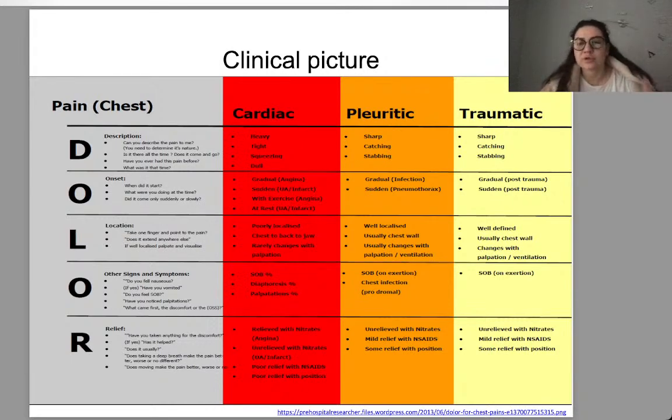According to the answers of the patient, you can differentiate and can even suspect some diagnosis: if this patient's pain is cardiac, and we suspect angina pectoris, stable angina or unstable angina, or even myocardial infarction. Or this pain has other characteristics: duration, type, and other forms of this pain. It can be pleuritic, it can be traumatic, and other etiologies.